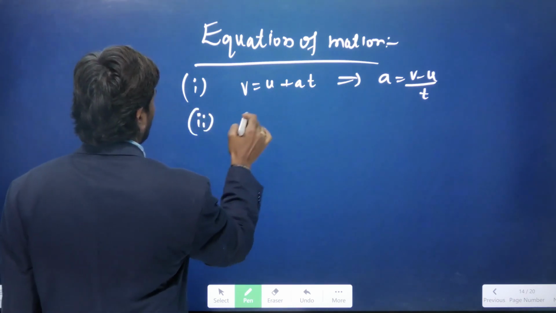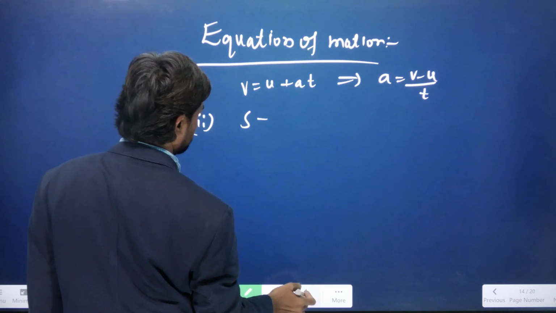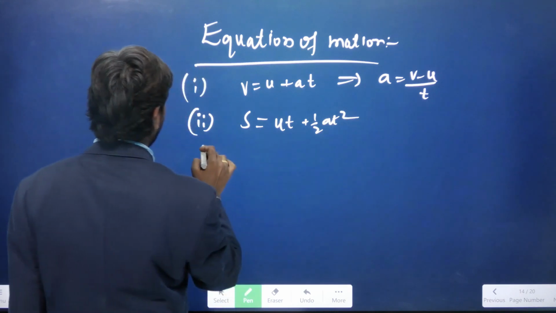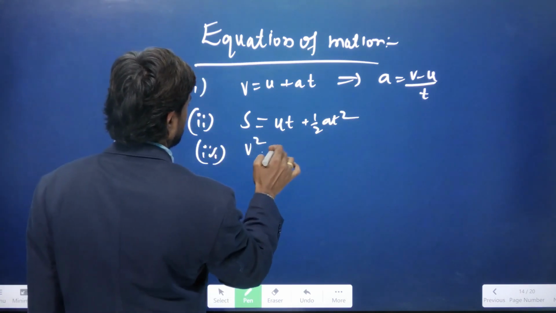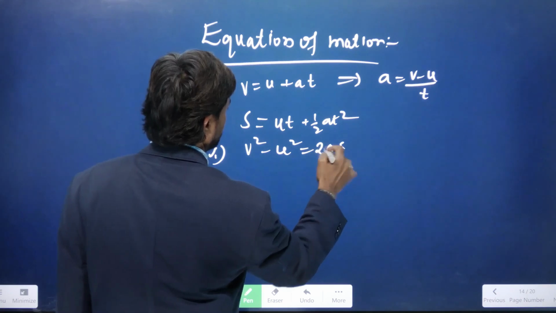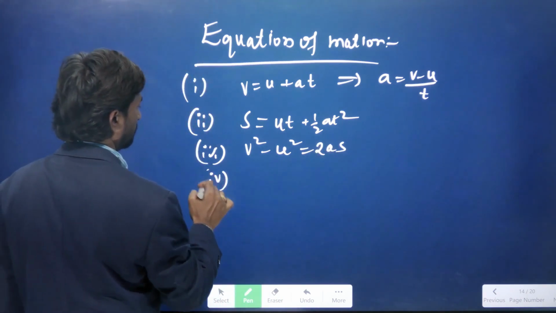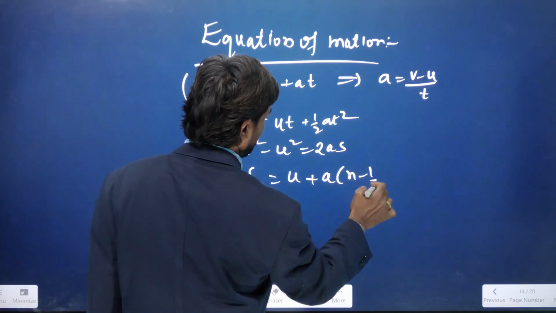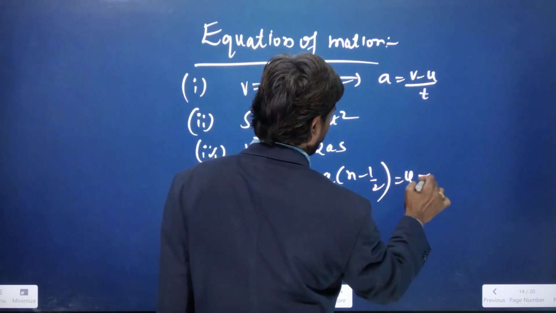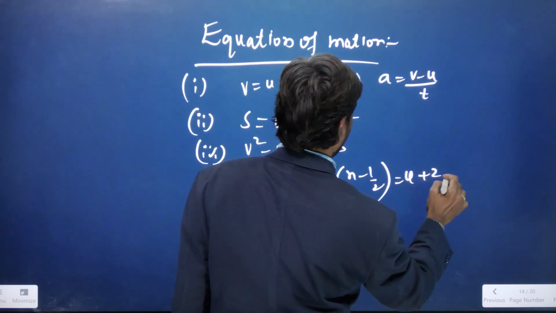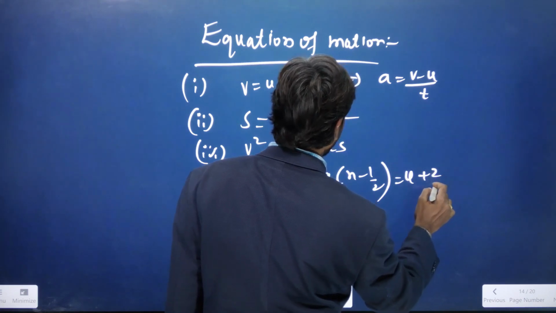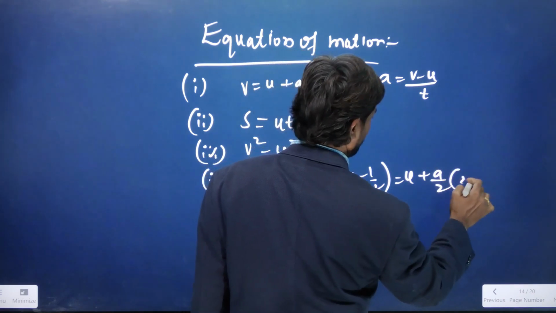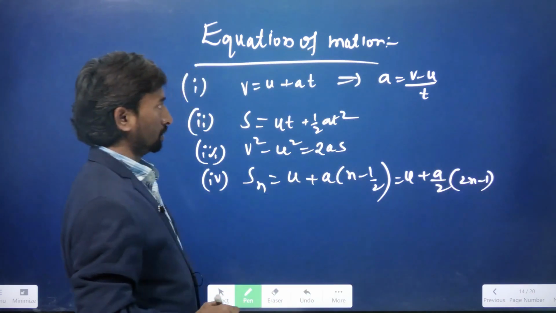And the second one is s equals ut plus half at square. The third one is v square minus u square equals 2as. And the fourth one is S_n equals u plus a into (n minus half), which is also equal to u plus a by 2 into (2n minus 1). So these are the 4 equations of motion.